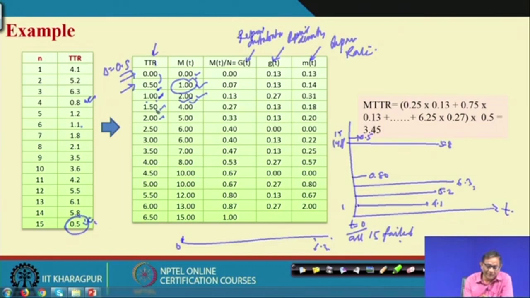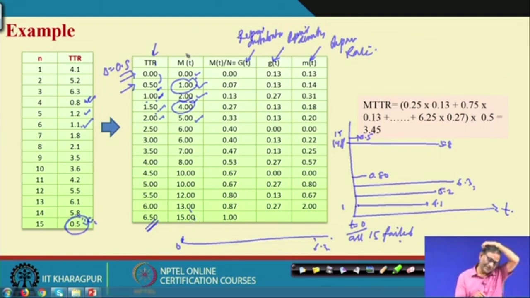Similarly, for 1.5, these 2 plus 1.1 and 1.2 are less than 1.5. So 4 units, and within 2, 5 units. Similarly, within 6.5 units of time, all 15 units are repaired.